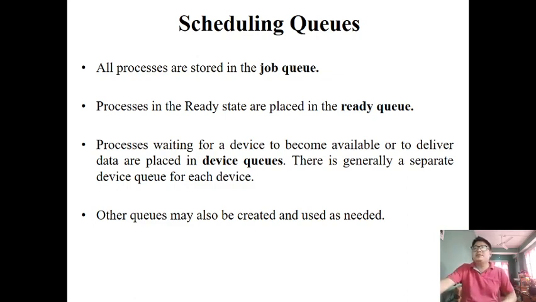Say for example, let us take only two examples. One is disk, and another one is the printer. So those are the two devices that any one of the processes can use.